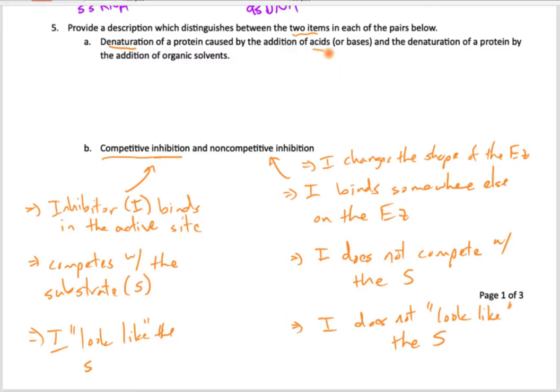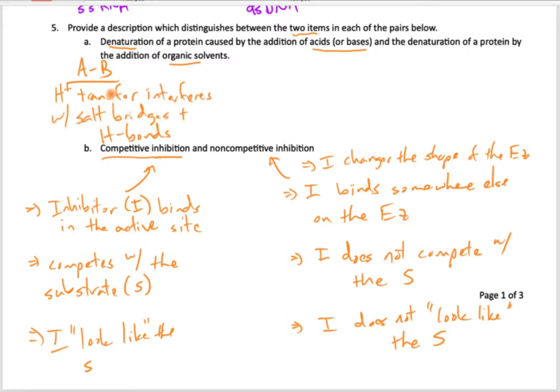Now for denaturation, there are actually 5 different types of denaturation that we talked about in chapter 16. And we're just looking at the change of pH versus organic solvents. So for acids and bases, well, what is an acid-base reaction? It's proton transfer, and what the proton transfer is going to do is interfere with two main tertiary interactions on the protein, and those are salt bridges and hydrogen bonds.